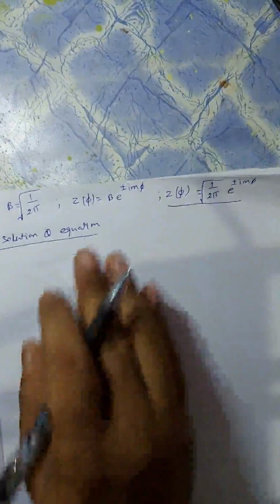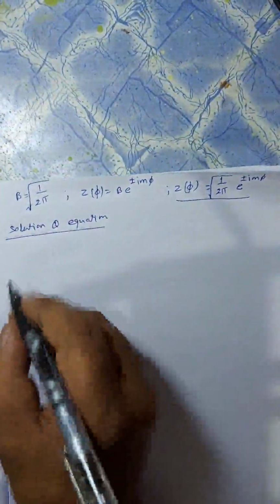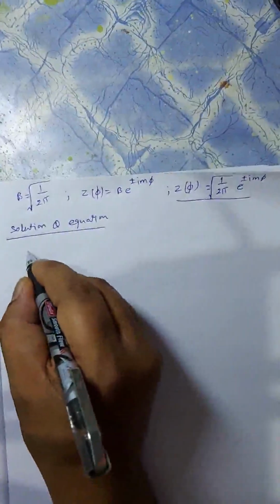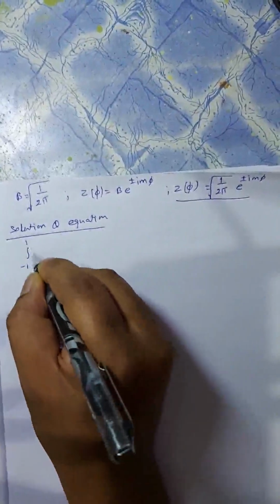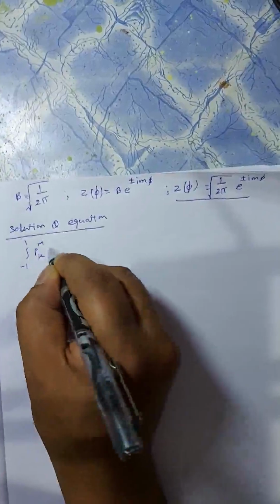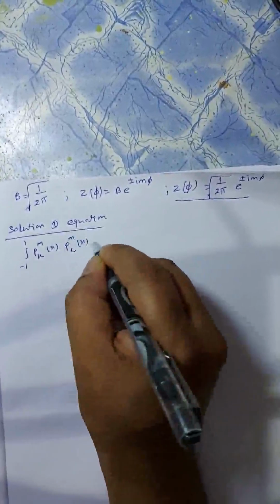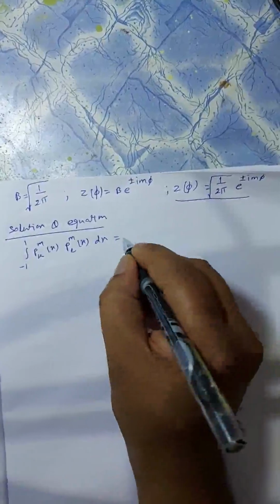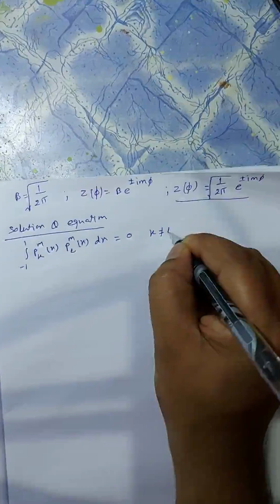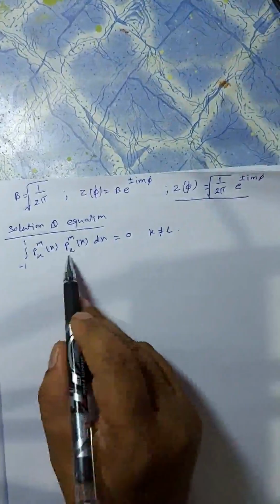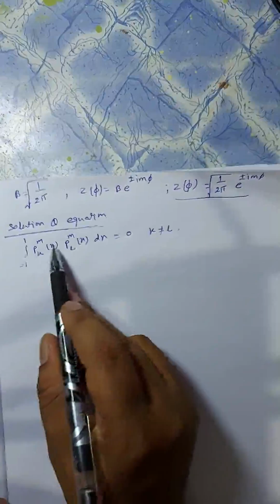We already derived this one in the rotator. Again I will derive it. Then what we do? Solution of theta equation. In this case we know that the integration from minus 1 to plus 1 of P_k^m(x) P_l^m(x) dx, the Legendre equation, is equal to 0 when k is not equal to l. This is the orthogonality function. This one is called the Legendre equation.